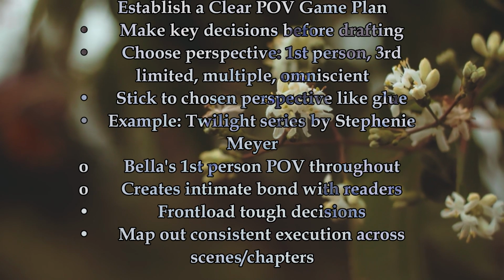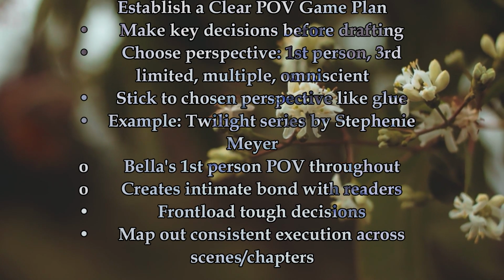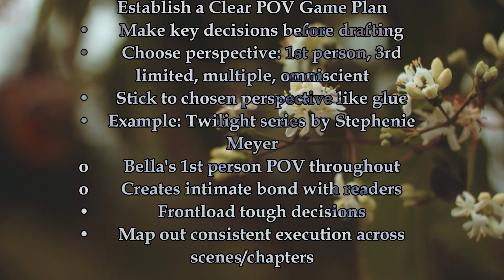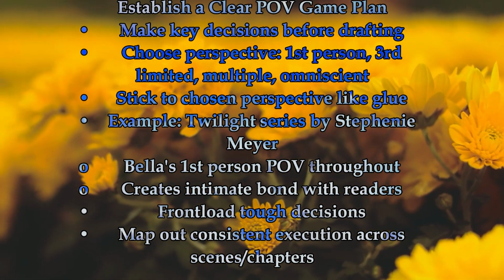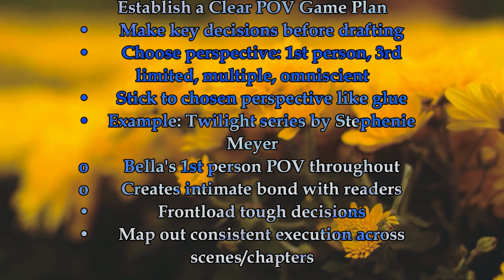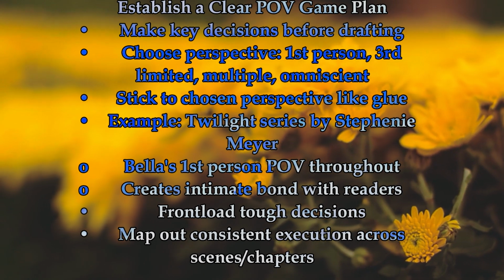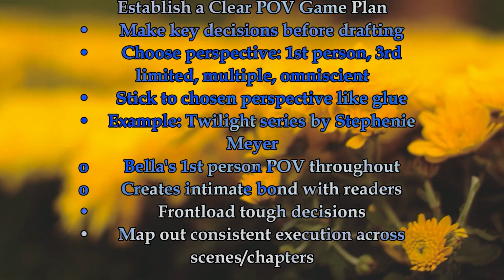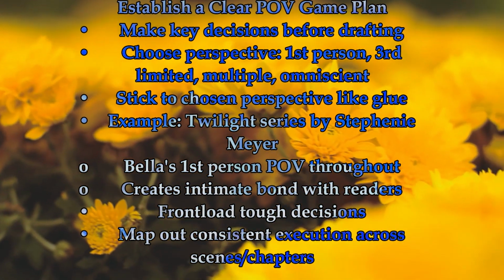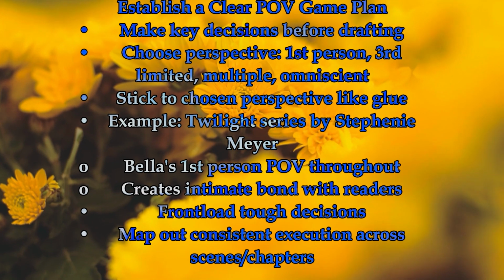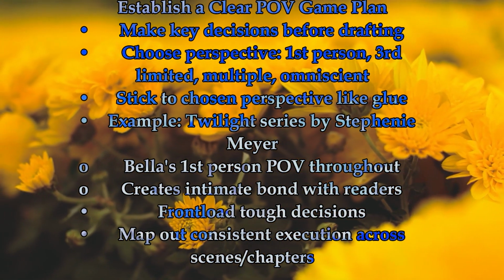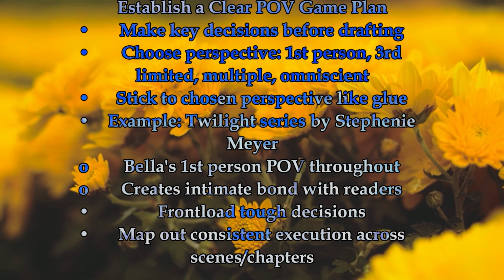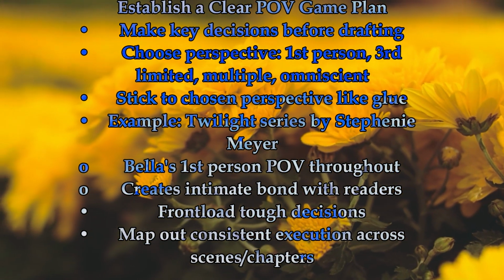Once you've landed on a POV strategy that feels right for your tale, map out a plan for how you'll execute it consistently across your scenes and chapters. Maybe you'll stick with one character's close perspective throughout, or maybe you'll alternate between two characters' POVs, switching off at specific plot points. Whatever you choose, having that roadmap in place will keep you from veering off course and crashing your POV car into a ditch. Trust me, your readers will thank you.